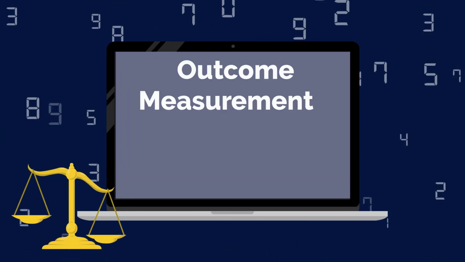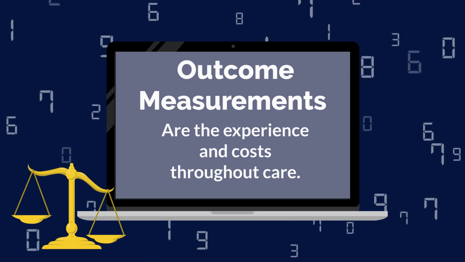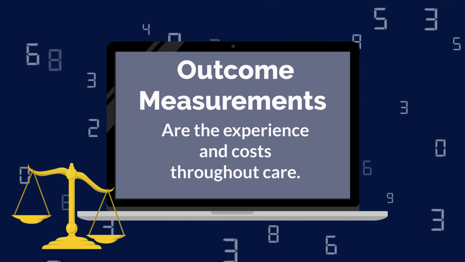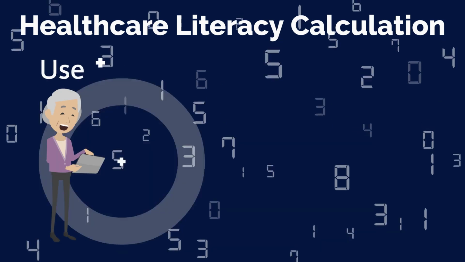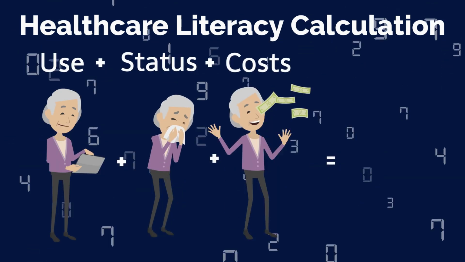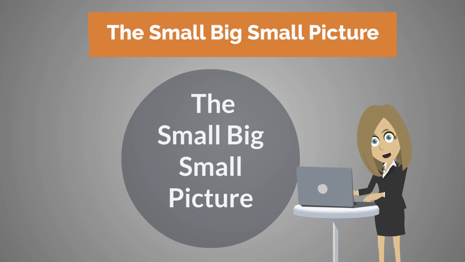In a nutshell, Sally was able to give outcome measurements, which is simply the experience and the costs throughout her care. Now here's Sally. This is how her health literacy is measured, by her use, status, and costs that equal to her outcomes. Now, let's take a look at the small, big, small picture.